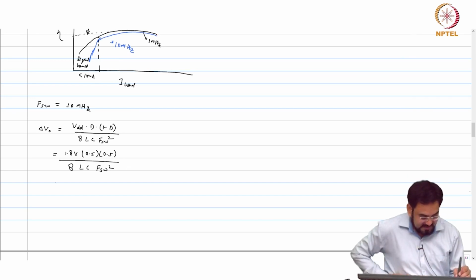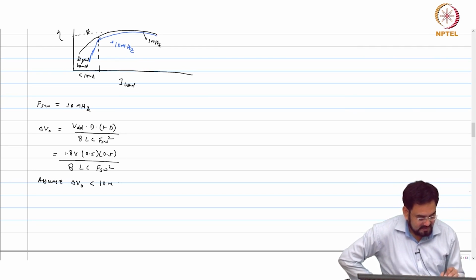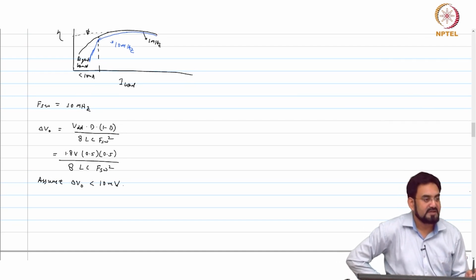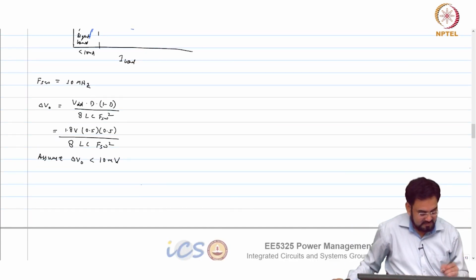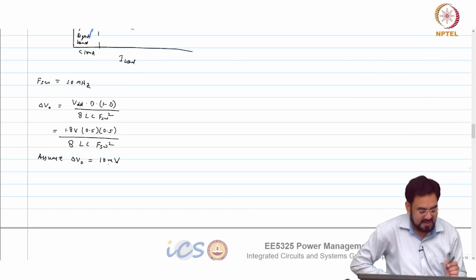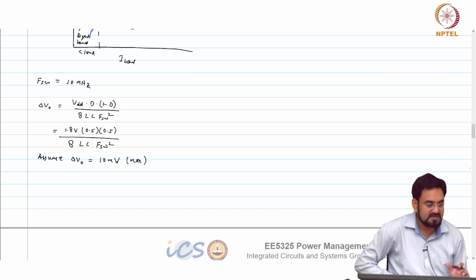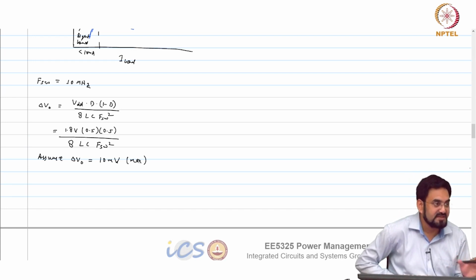So let us say my ripple spec is, and this spec will be given, assume delta V out is less than 10 millivolt. So 10 millivolt is the worst case. 10 millivolt is the max number. The worst case means whatever the variations in L and C, considering everything, it should not be more than 10 millivolt. So when you design at a typical case, you have to have some margin.